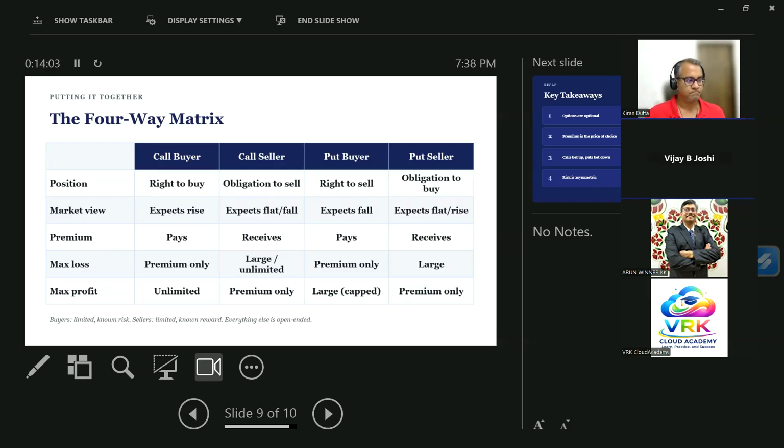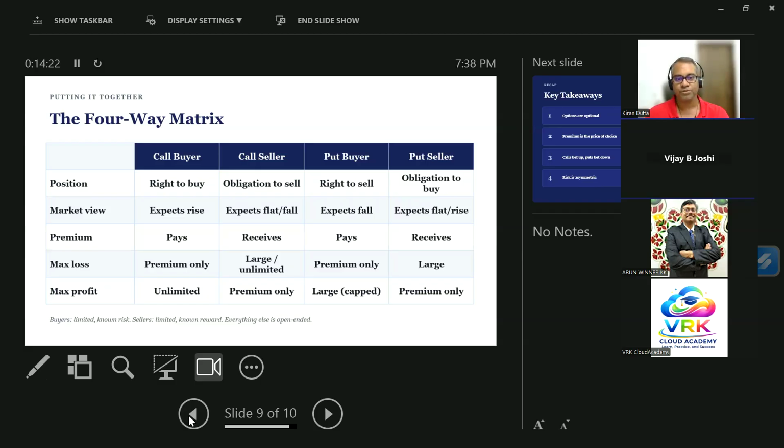Simple. Buyer has a right and seller has an obligation. Very simple. That is the easy way to remember it. Okay, I think we will discuss this maybe tomorrow. Don't put too much stuff for now. I think you guys are very clear, right?